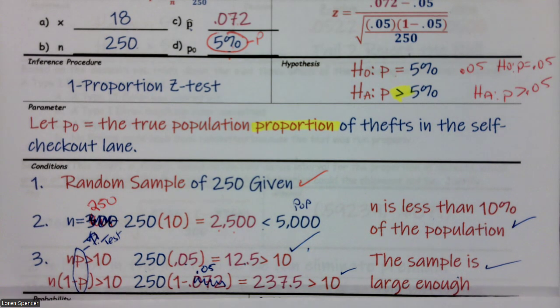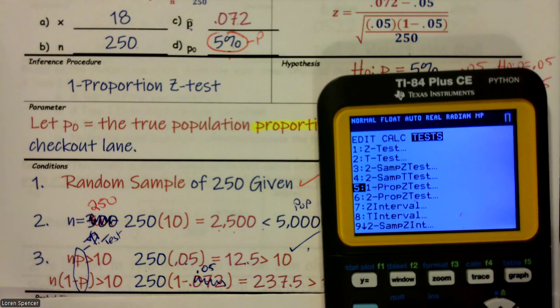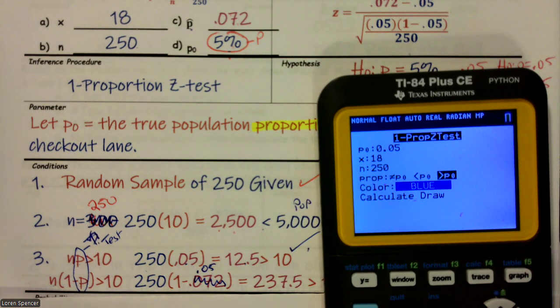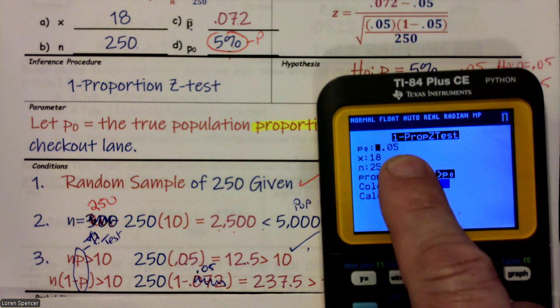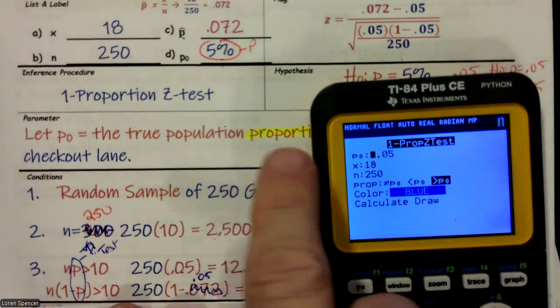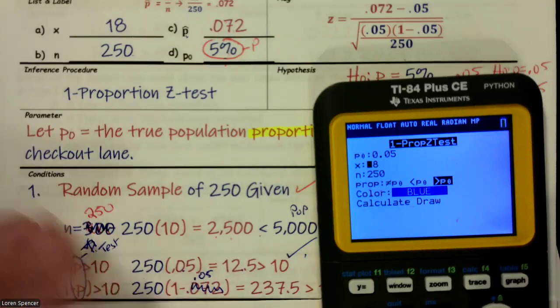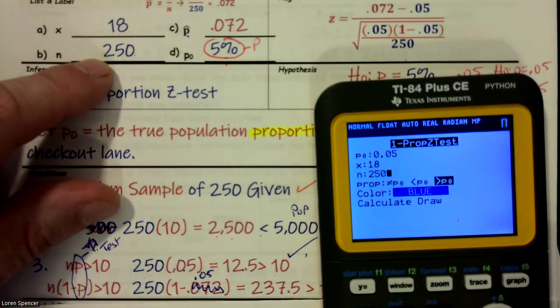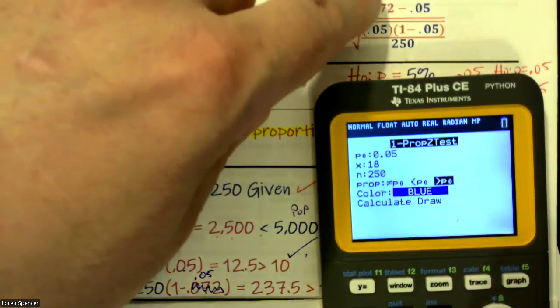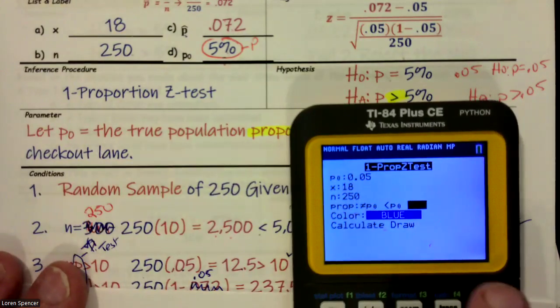So we've done all that. The next thing we need to do is actually run the test. So let's go do that. Stat, test, one-proportion z-test. Our population proportion was 0.05. They gave that to us up here. And then our x value is 18, which is right here, and n is 250. We said greater than, and notice that's what we had here, and that's also what we have as our alternative hypothesis. So that's consistent.